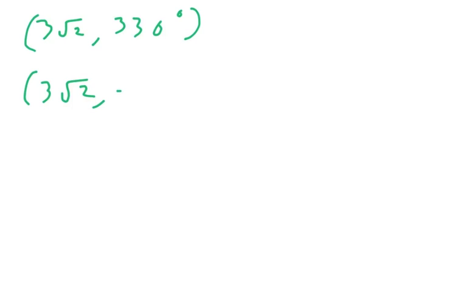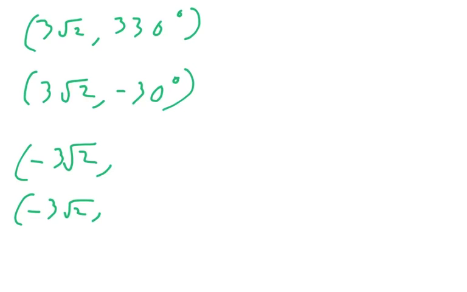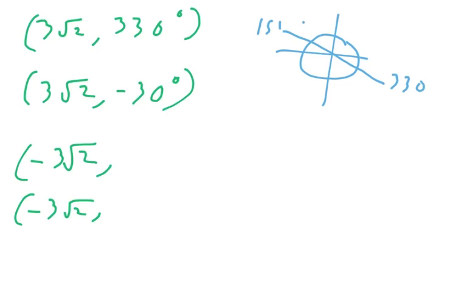For the next one, they gave us one answer, and they want to know another answer, so I'm going to give you the other 3 that we would normally have. If I go around the circle in the negative way, I get 3 square roots of 2, negative 30. The other 2 answers would be negative 3 square roots of 2, because we have 2 positive answers and 2 negative answers. Now when we have this graph, if this is 330, when I look over here, that is 150. When I go around the other side, that would be negative 210.